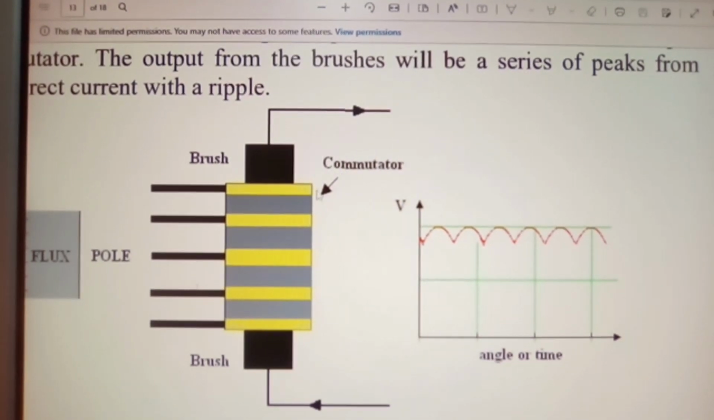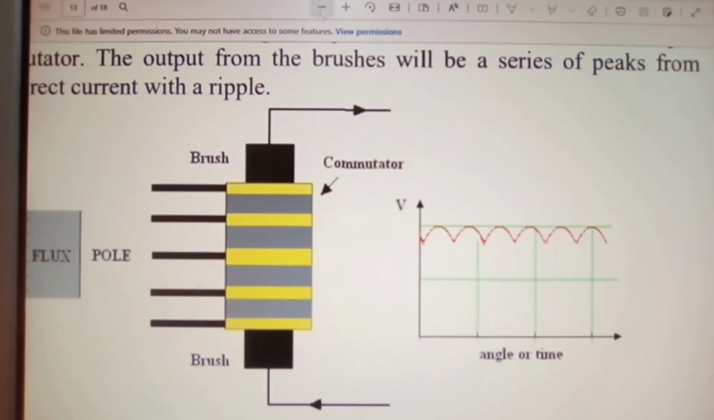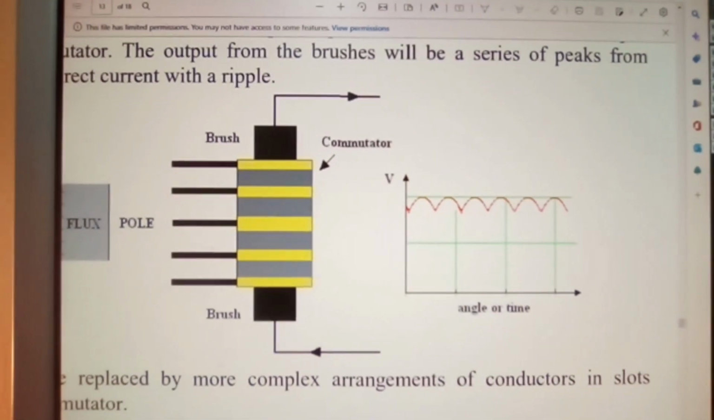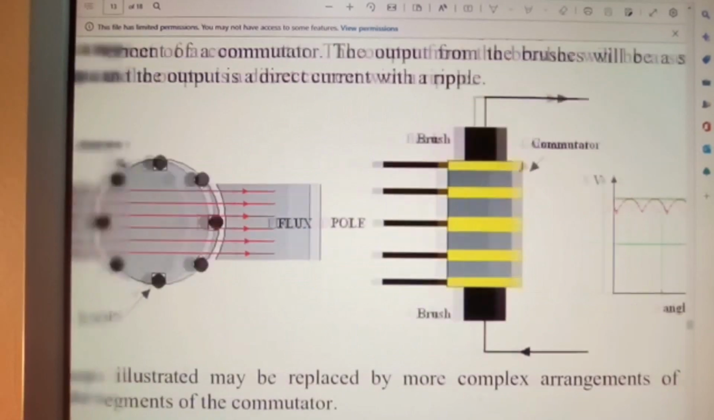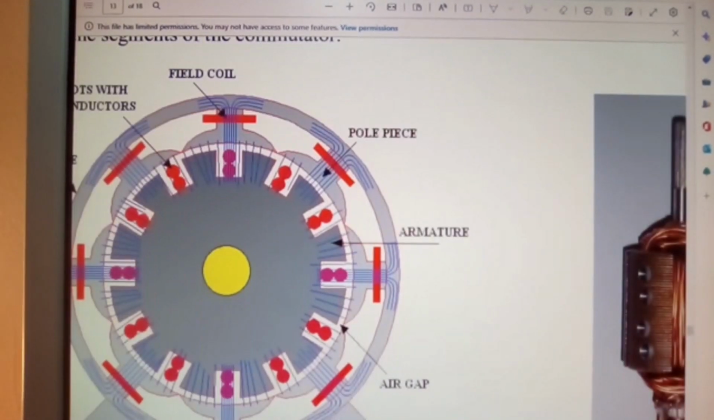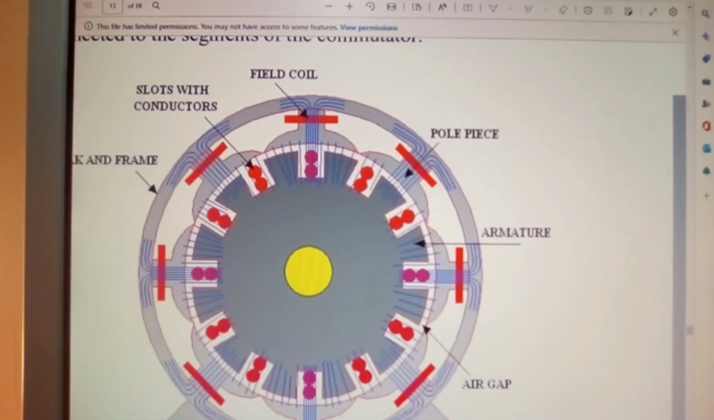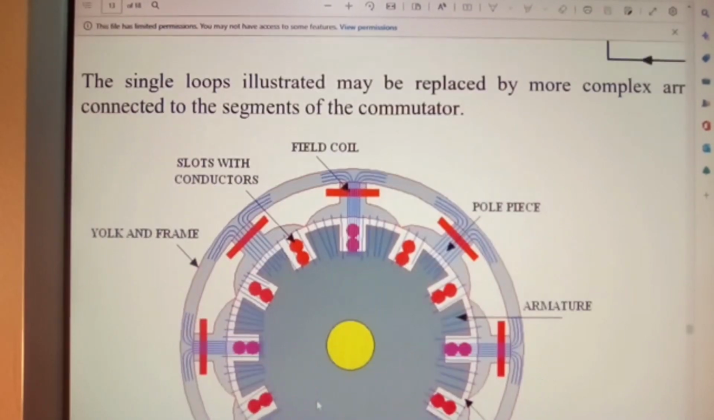And this is just showing you the commutator brushes, and how this is now giving you practically full wave rectification, basically. Let me just drop this down a little bit. Let me just go back. Let me just look at this so we can see this more as well. And remember, this is now your motor.